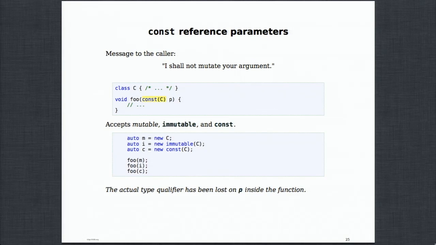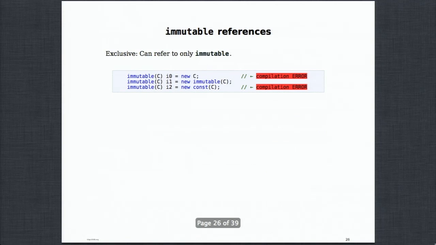And that's the fundamental reason, actually, that you can pass an immutable to it, because the function gives you that guarantee. So immutable references are less interesting because you can have an immutable reference only to an immutable value. Right? Because if you have a mutable or const, it's not really guaranteed. Mutable is not, and const doesn't know. So only the middle line there compiles.